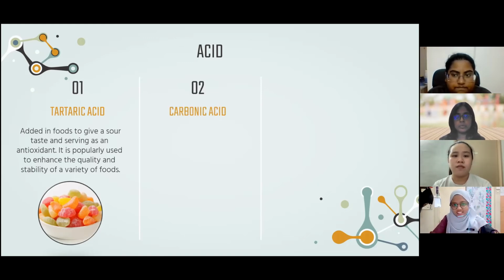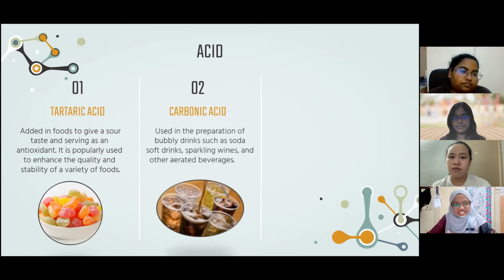The second one is carbonic acid. This acid is really famous in our daily life. Can anyone guess what the use of this acid is? Carbonated soda, something, teacher. Carbonated soda? Yeah, correct. This one is used in the preparation of bubbly drinks such as soda, soft drinks, sparkling wines, and other aerated beverages.